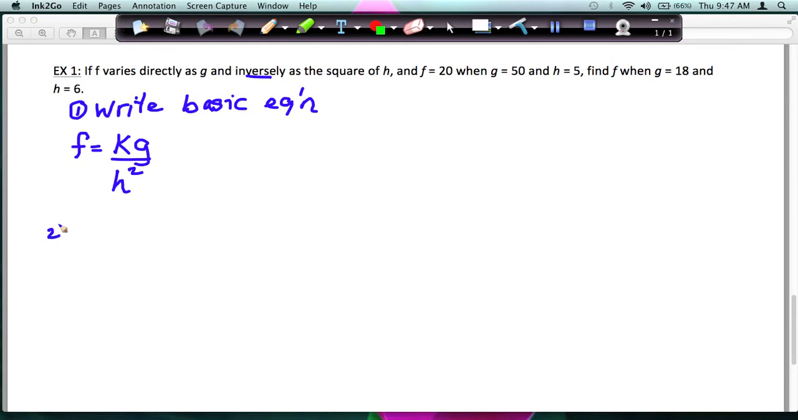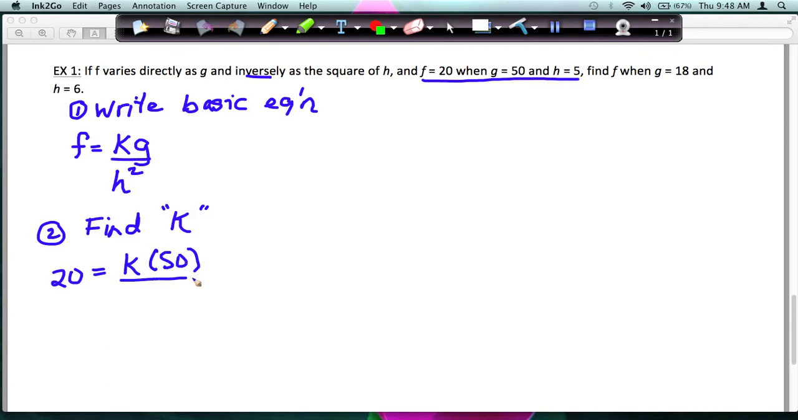So now I have my equation, but I don't know what k is. So you need to read the beginning of the information they give you to find k. It says f equals 20 when g equals 50 and h equals 5. So let's say we go out, we find some data, and this is going to help me find my constant of variation. So let's plug this into the equation we wrote, number 1. So f is 20. I don't know k. g is 50. And h is 5.